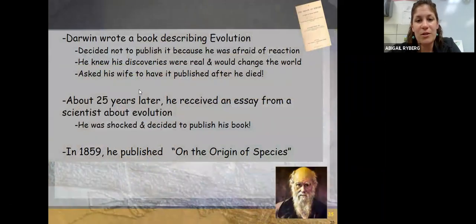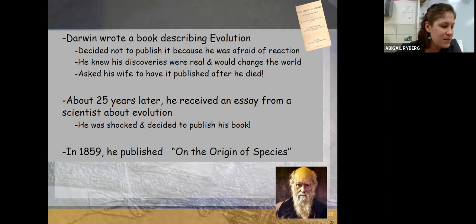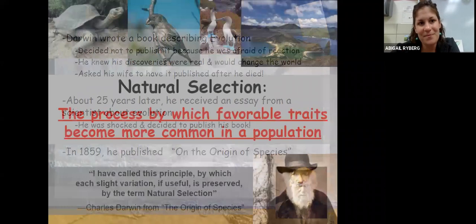So Darwin eventually wrote a book describing evolution, and he decided not to publish it because he was afraid of getting a negative reaction. So he knew that his discoveries were real and that it would change the world. And so he actually told his wife to publish it after he died. About 25 years later, he received an essay from another scientist about evolution, and he was shocked. He had no idea that the scientist was actually studying the same thing. And so he panicked and decided while he was still alive, he published On the Origin of Species, which described his findings.